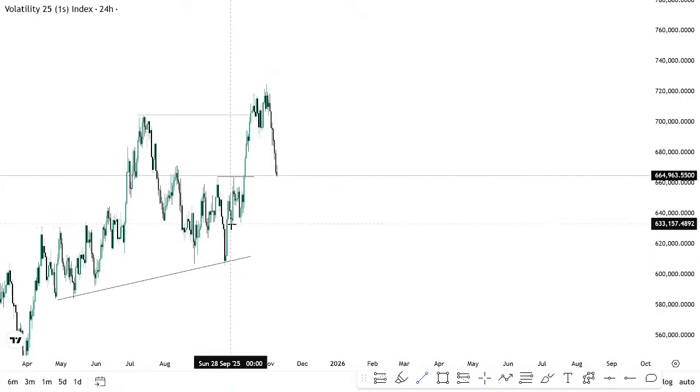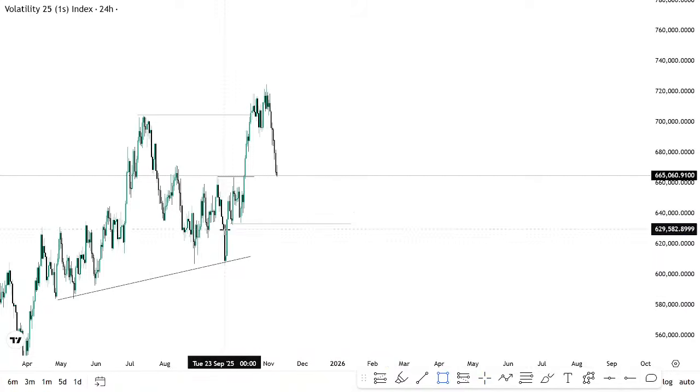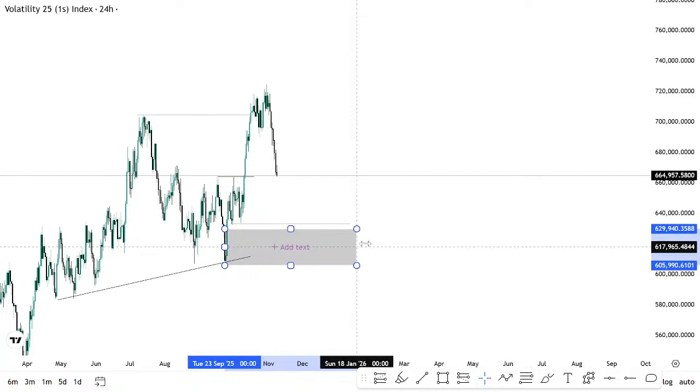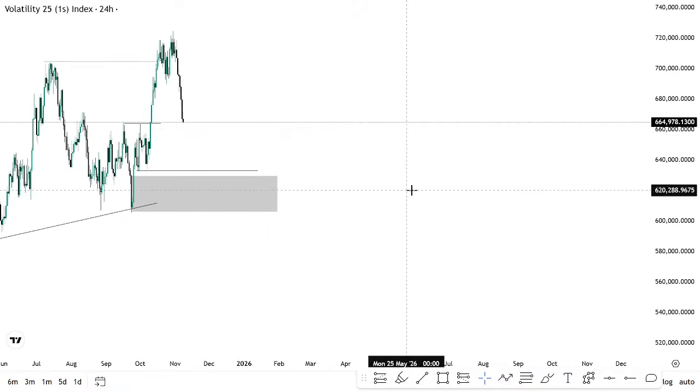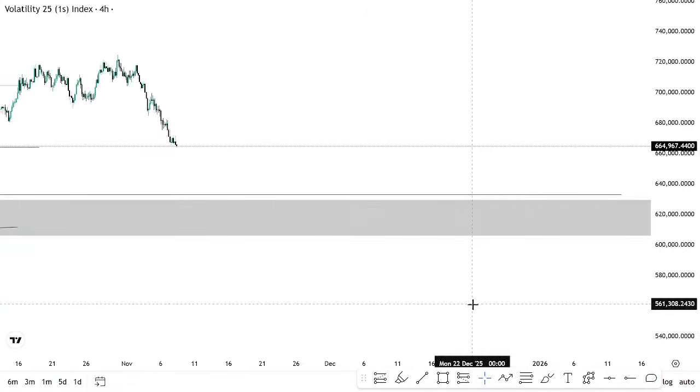This is our liquidity. This is where I am expecting market to come back to, our point of interest. So let's pick this as our point of interest, okay? Since that is our point of interest, is there a way we can join the sell? Let's see.